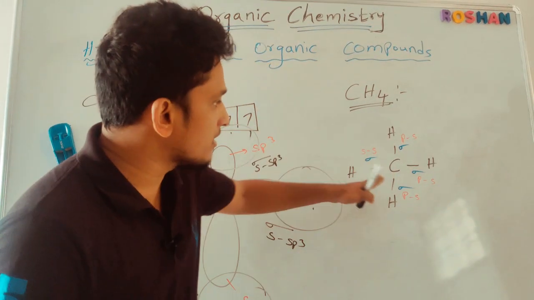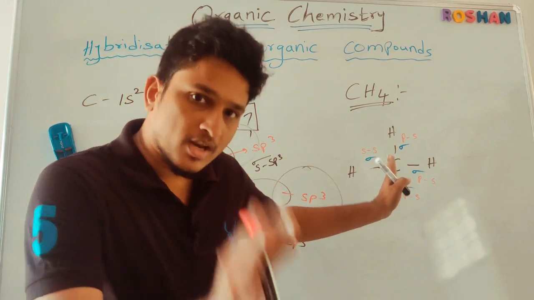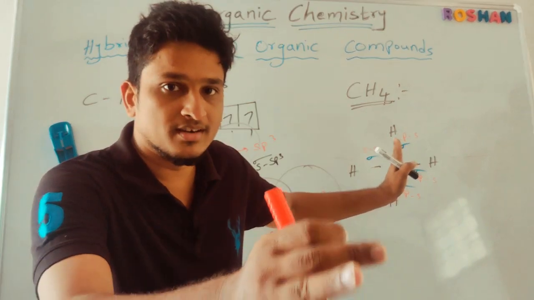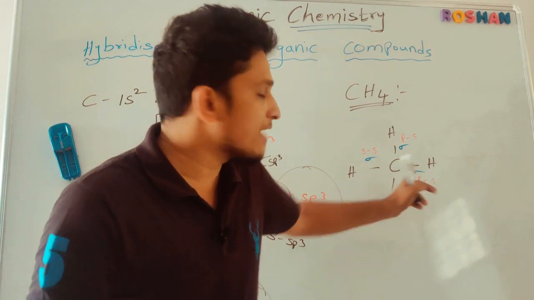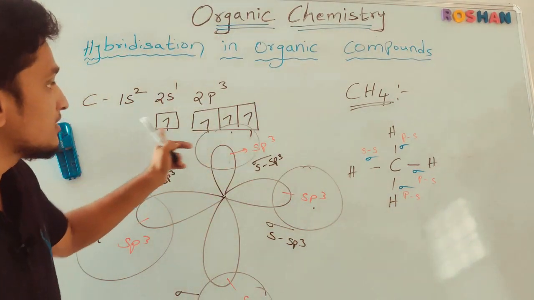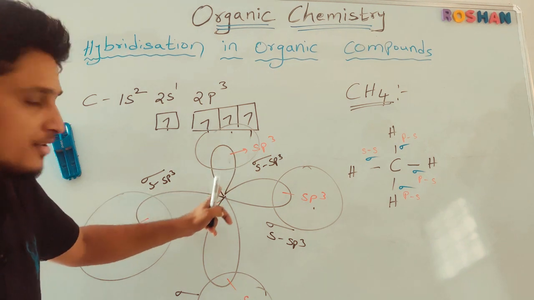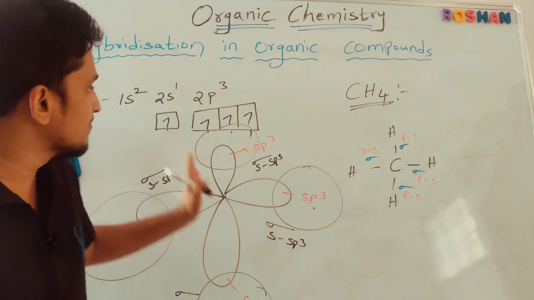Sir, why do we need to equalize? In order to form a more stable molecule, with all the bonds having equal bond strengths. When they intermix with each other, can we say where is the s orbital now? Where is the p orbital now? Simply we can say sp3.